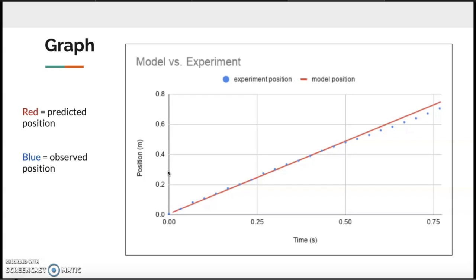This shows that there were some outside forces acting on the ball, because the observed motion was not as perfectly constant as the model predicted it would be. This is showing that there are forces acting on the ball, which is why it did not have the same perfect constant velocity.